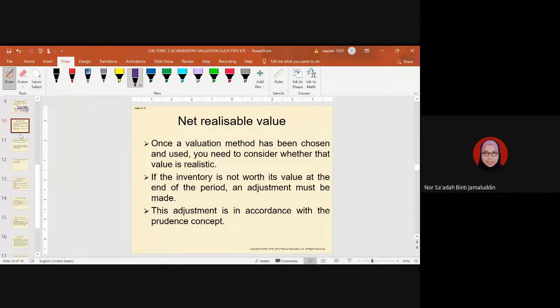Bila kita tengok, kita dah decide, kita dah tengok FIFO, LIFO, average method kan, kita tengok macam value tu tak suit lah dengan our operation. Let's say kita tengok kita punya gross profit sikit sangat, maybe kita akan adjust dekat method mana-mana. The adjustment is in accordance with the prudence concept. Walaupun kita nak adjust, kita kena follow konsep yang betul-betul sah lah. Tak boleh main buat je suka-suka hati kan. Main adjust dekat mana-mana. Dia ada method dia.